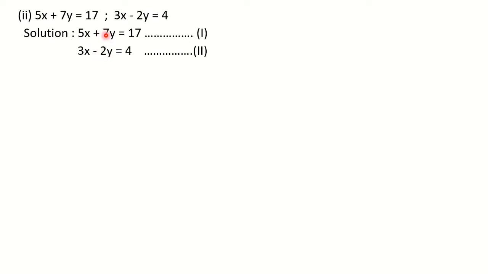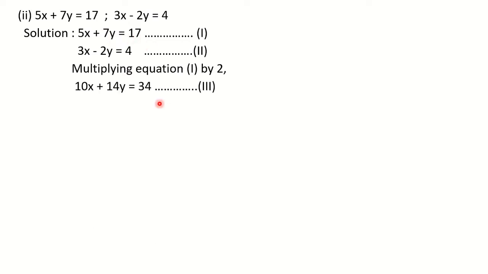So for equating the coefficient of y, what we are going to do is multiply equation 1 by 2. Okay, so write down multiplying equation 1 by 2. And then we will get the new equation as 2 into 5x is 10x, 2 into 7y is 14y, and 2 into 17 is 34. So equation number 3, 10x plus 14y is equal to 34.